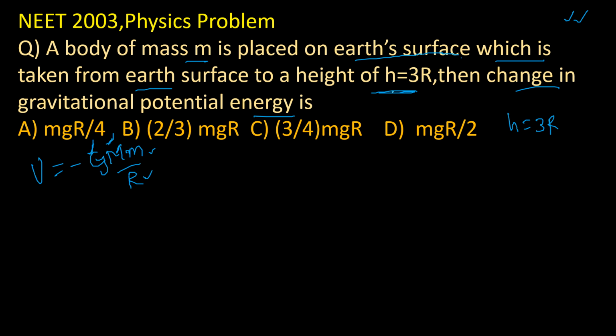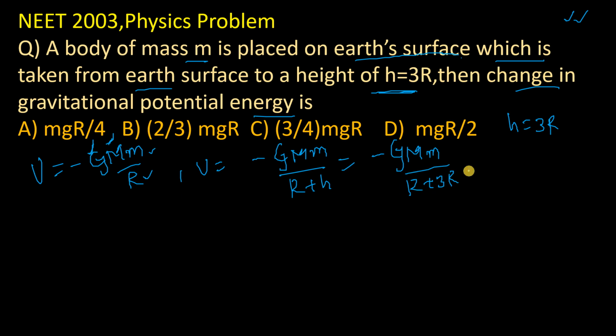Now the object is moved to a certain height h equal to 3R. At that time, U equals minus G capital M small m by R plus h. Here h is 3R, so minus G capital M small m by R plus 3R, which is 4R, so minus G capital M small m by 4R. This is the final gravitational potential.